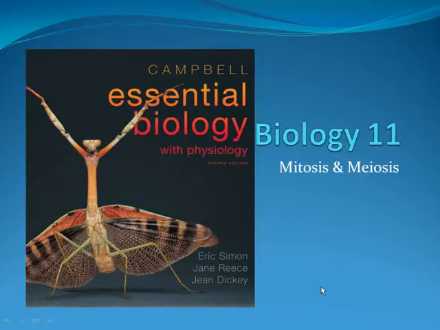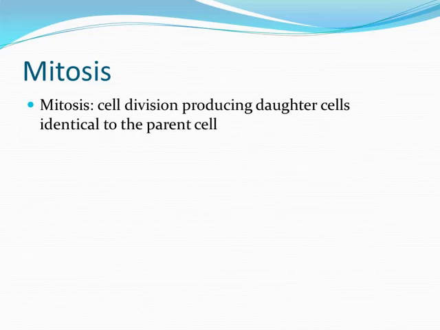Alright, Chapter 8, Mitosis and Meiosis. Mitosis is cell division, it's actually identical division of that particular cell. So it produces two identical daughter cells compared to the parent cell.